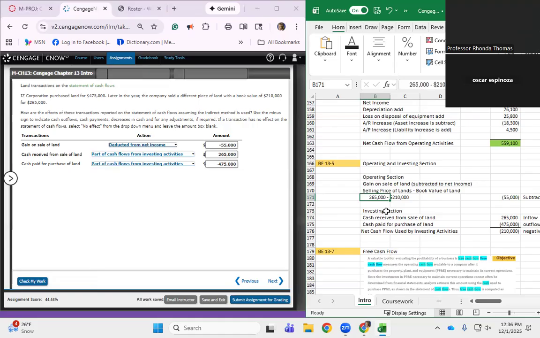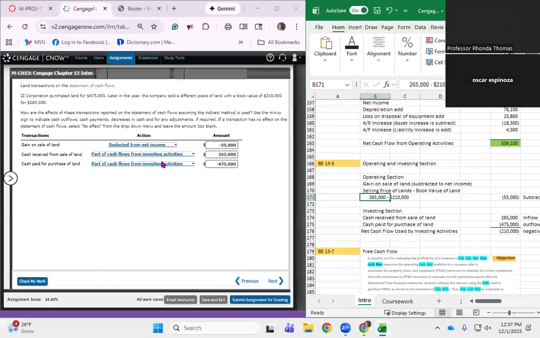If that would have been a loss, if we would have sold that for less than its book value of 210,000, we would have a loss. Either way, a loss or a gain gets either added or subtracted to net income, right? And then the full amount of cash we received for the sale of the land, which was 265,000, and then the cash we paid for that purchase, right? So these two are going in the investing section. This one's going in the operating section as part of that indirect recipe.